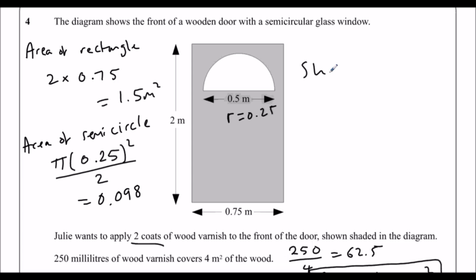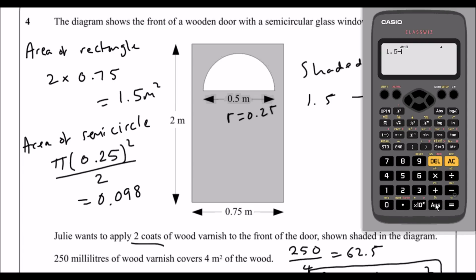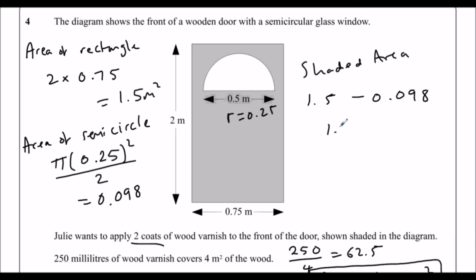So now we can work out the shaded area. 1.5 take away 0.098. 1.5 take away the answer. 1.40. So that's the shaded area.